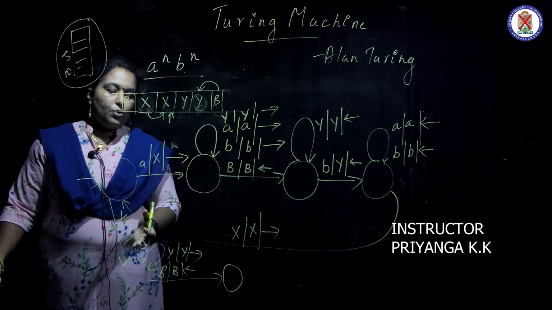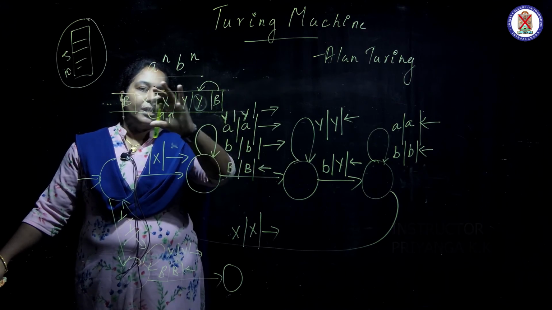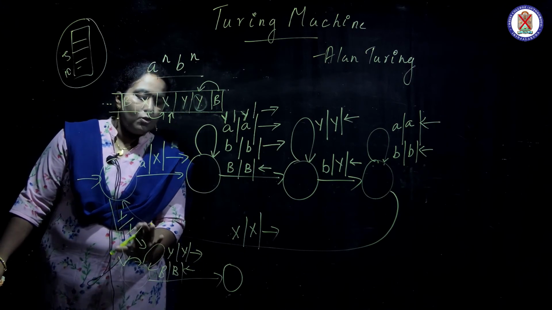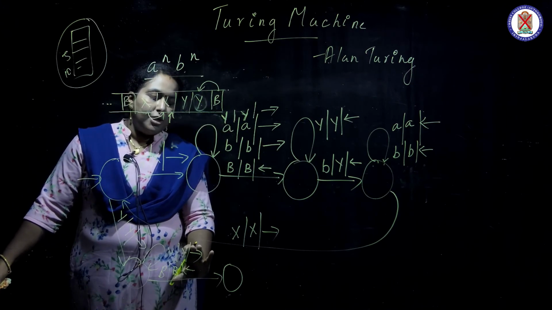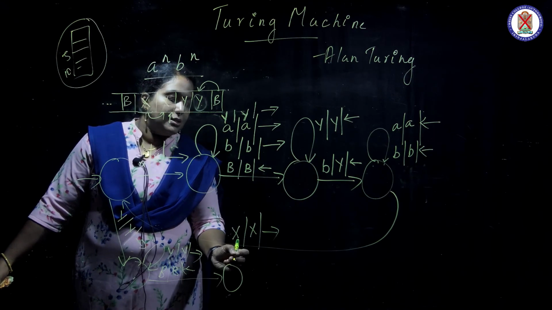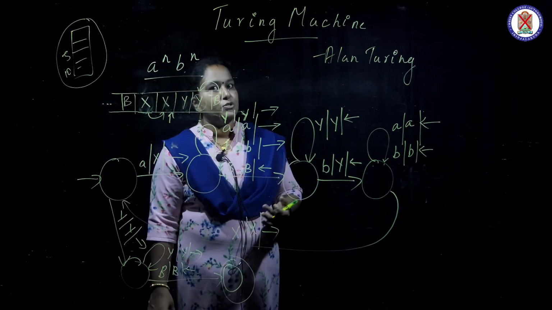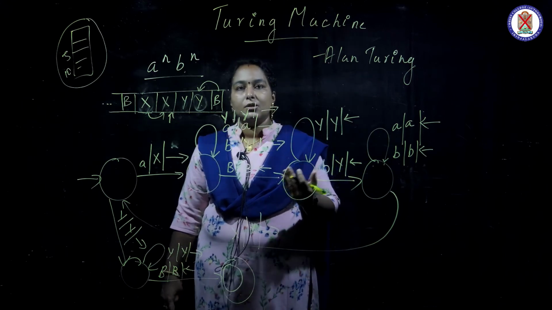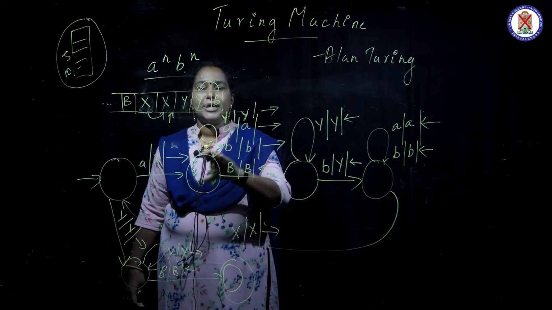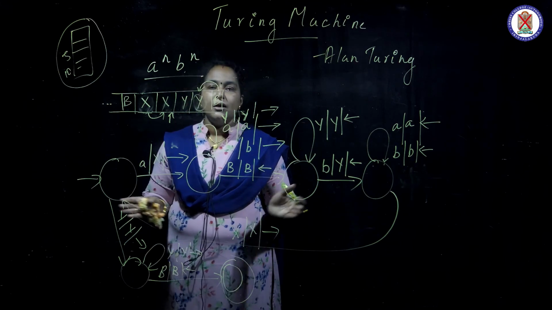So Y's will be bypassed, and when you see blank, it means correct X we have seen up to here, and after that there are no B's in between, correct Y's have been matched, and blank comes, we can move backward, so that is accepted. Okay, this is the Turing machine for a raised to n, b raised to n. A raised to n, b raised to n as a language can already be done by a PDA, but to get an idea, this is a very simple grammar. So to get an idea only, I have drawn the Turing machine.